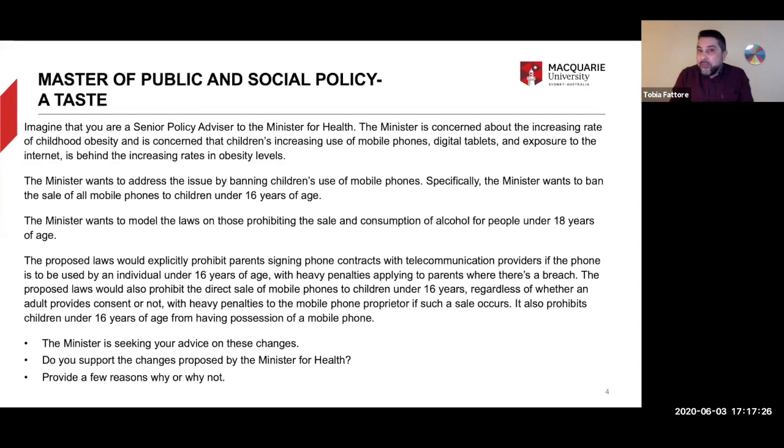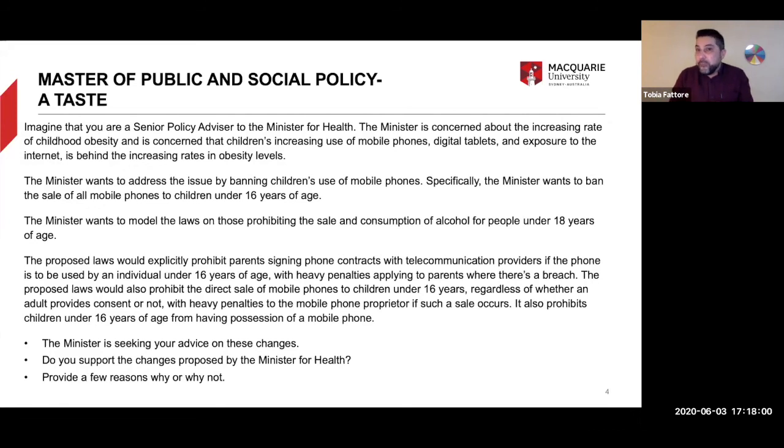And they're concerned that children's increasing use of digital technologies, including mobile phones, might be behind the increasing rates of obesity levels. And so one response that the minister might want to introduce is to ban children using mobile phones under the age of 16 years. And the minister wants to model laws prohibiting the sale of mobile phones on the sale and consumption of alcohol to minors.